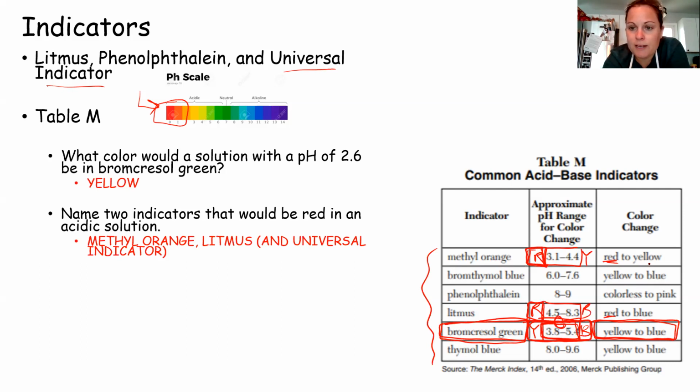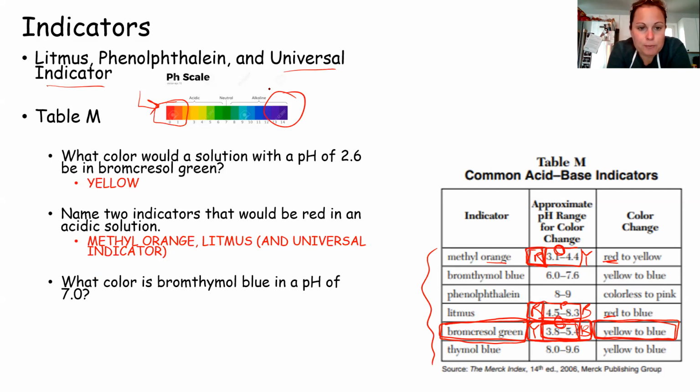So what's the intermediate color from red to yellow? Well, it's right here in the name. Between 3.1 and 4.4, I would see orange in methyl orange. But in litmus, between 4.5 and 8.3, the intermediate color from red to blue, I would see purple. And litmus is very similar to universal indicator, except for that little piece, because in universal indicator, you see purple way over here, and in litmus, purple is going to be more in the neutral range.